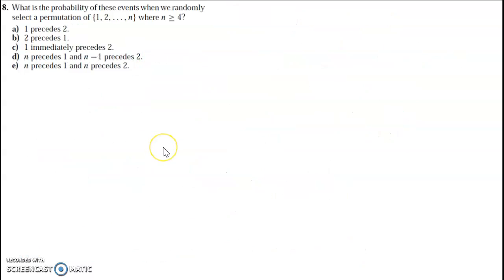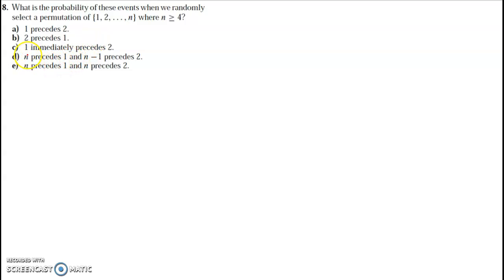Alright, so let's go ahead and cover the next problem, which is number 8. So number 8 is: what's the probability of these events when randomly selecting a permutation of 1 up to n, when n is a number greater than 4. Okay, so I think we can answer part A and B pretty easily, continuing on from the previous problem. And so the answers for part A and B would be 1/2. There will be exactly half the cases where 1 precedes 2, and the other half where the number 2 precedes 1.